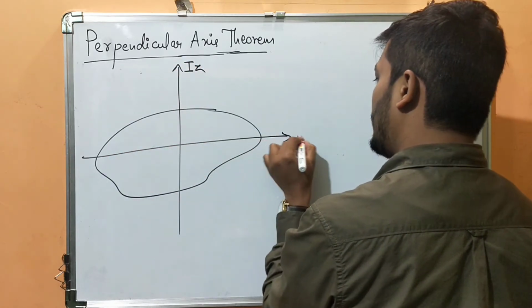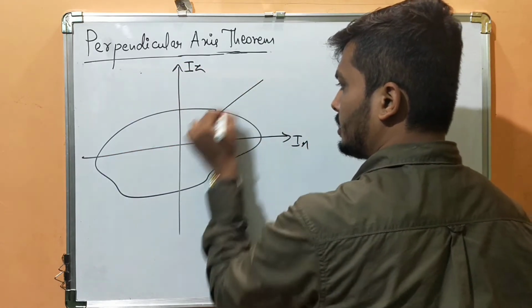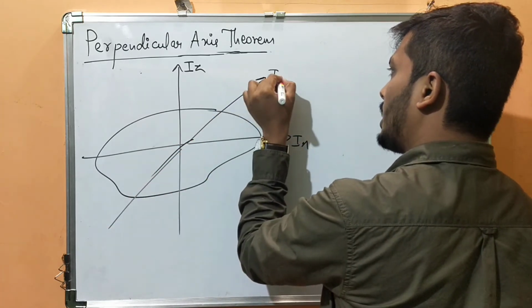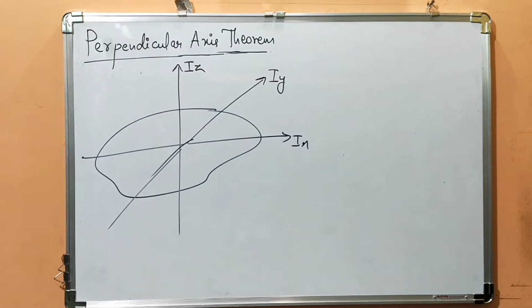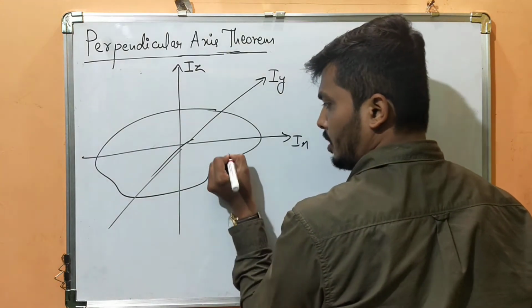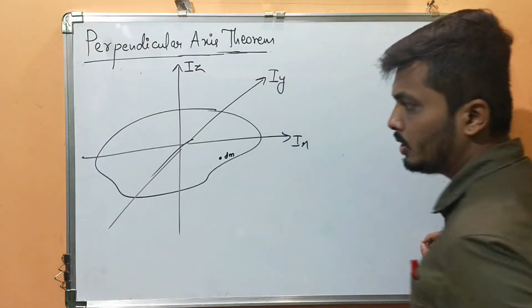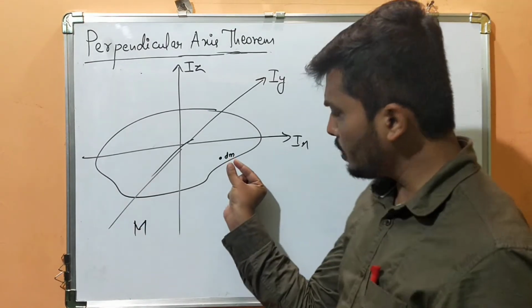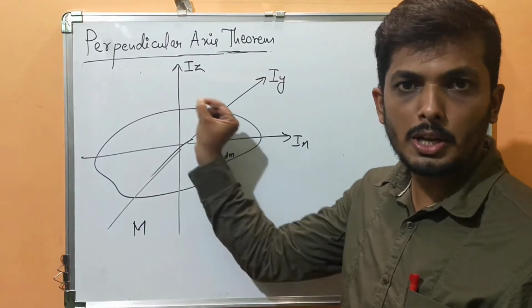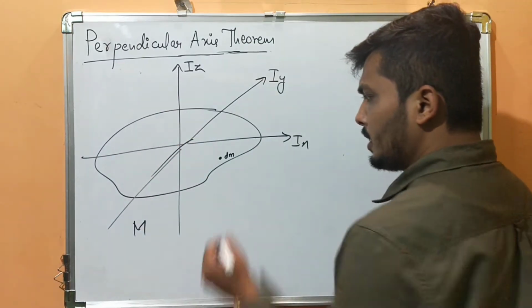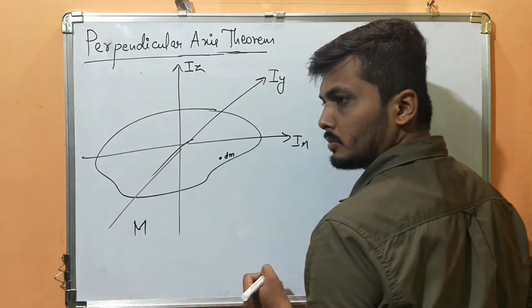I will take this as Ix, and I cannot show the third object here, so I'll write it as Iy. Okay. Now we'll try to derive this. Suppose I take a small mass here of dm. The total mass of this body is M, and if I take the small mass at this point, dm, when I do total mass, I'm going to get M. So I'm taking a small mass here.